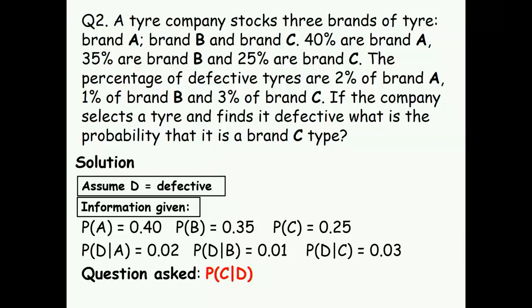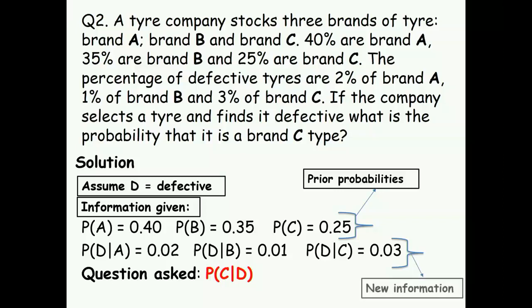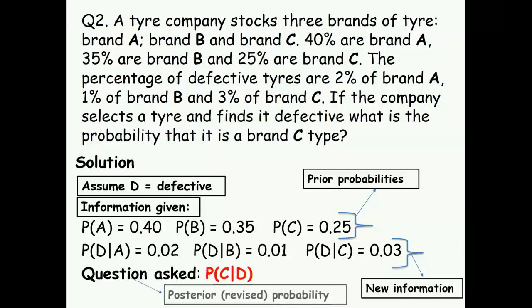So this is prior probability. All these things we call prior probability. All these things, the ones that we said are new information, are conditional probability. And now the question is that we want to revise this one using this one. So this is the posterior or revised probability. If we have a prior probability and new information, it is possible to revise this probability. In this question, we can revise this probability.